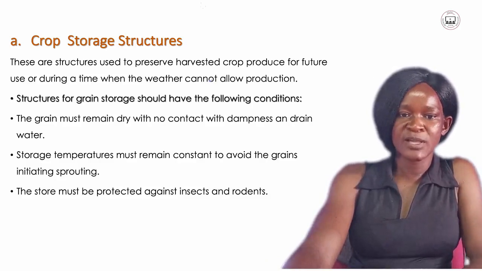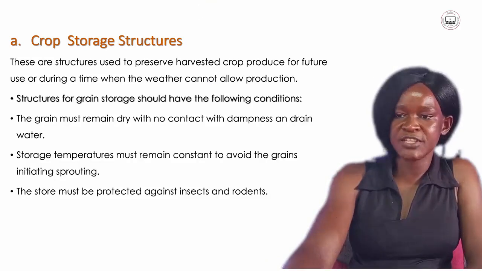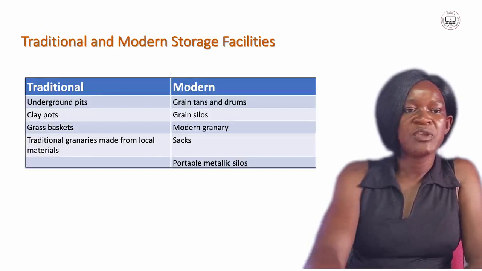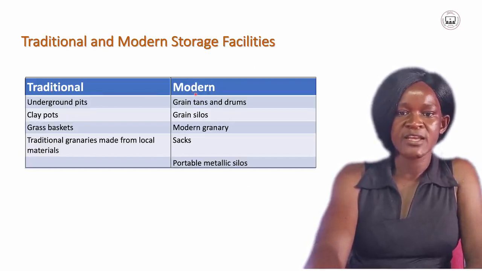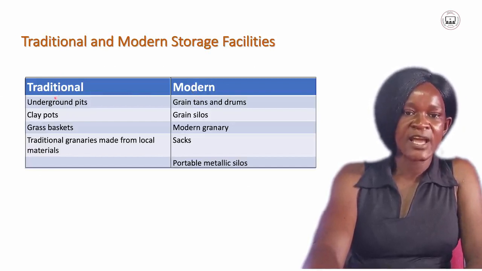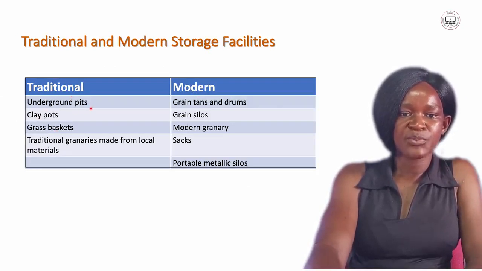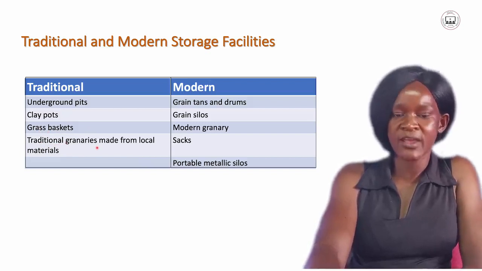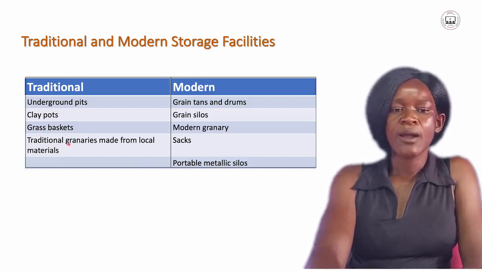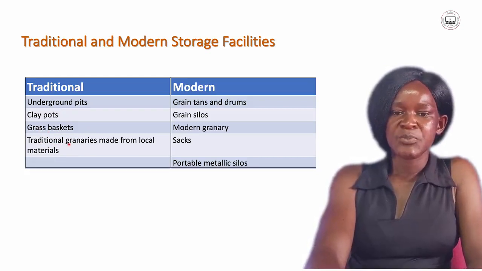So we have good examples of crop storage structures. We can group them into two: traditional and modern storage facilities. Under traditional, we have underground pits where we keep sweet potatoes and others. Then we have clay pots, the grass basket, and the traditional granaries, some they call nkokwe, where we can keep our maize and shelled maize.